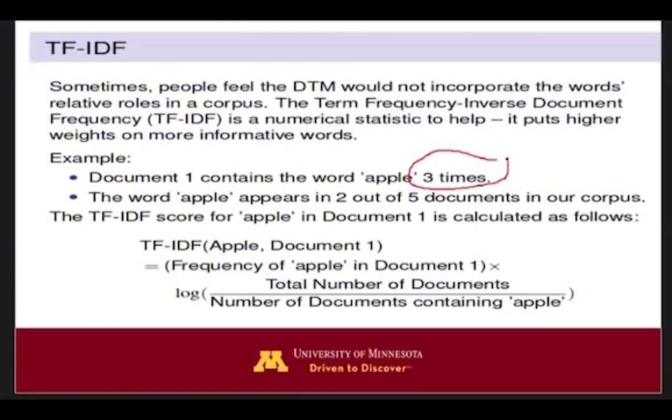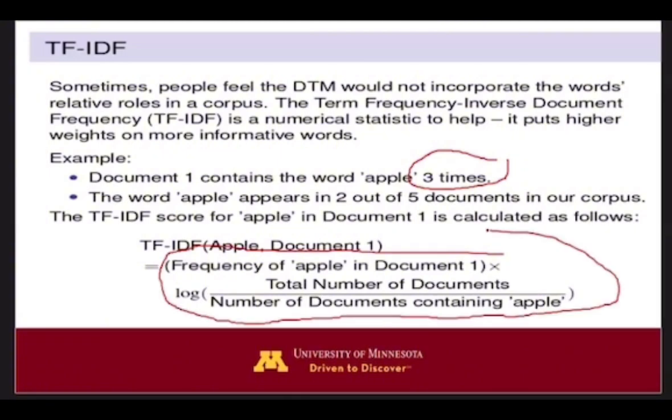So here we're trying to say the word Apple appears in 2 out of 5 documents in our corpus. Then the TF-IDF score for Apple in document 1 can be calculated, and in document 2 can be calculated. And that is actually going to be the frequency of Apple in document 1 multiplied by the log of the total number of documents for analysis divided by the number of documents containing Apple. It's not going to be all documents that will contain Apple, but those that contain a particular word. Now I'm showing you the formula to figure out the TF-IDF score for Apple in a particular document.